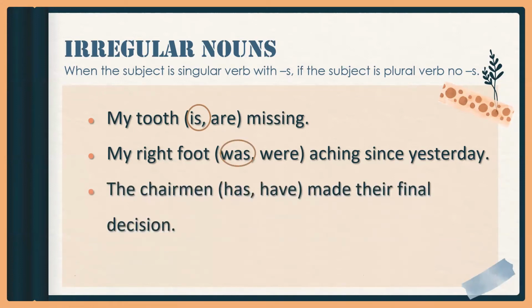Next, the chairman have made their final decision. Can you find the subject in the sentence? Great! The subject is chairman, and chairman is a plural form. Therefore, our verb is have.